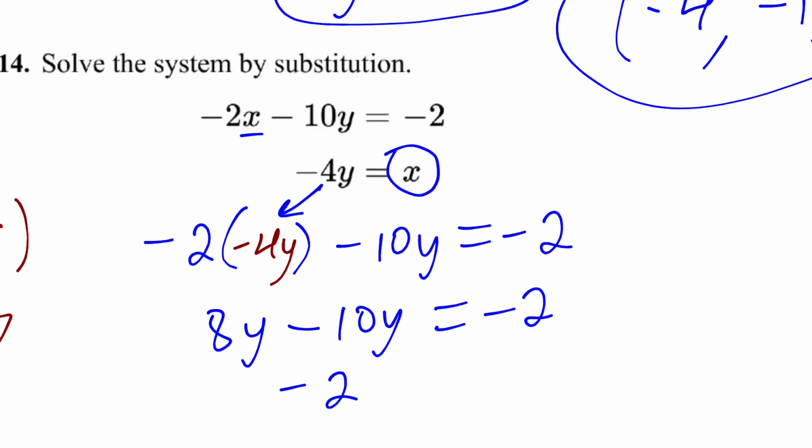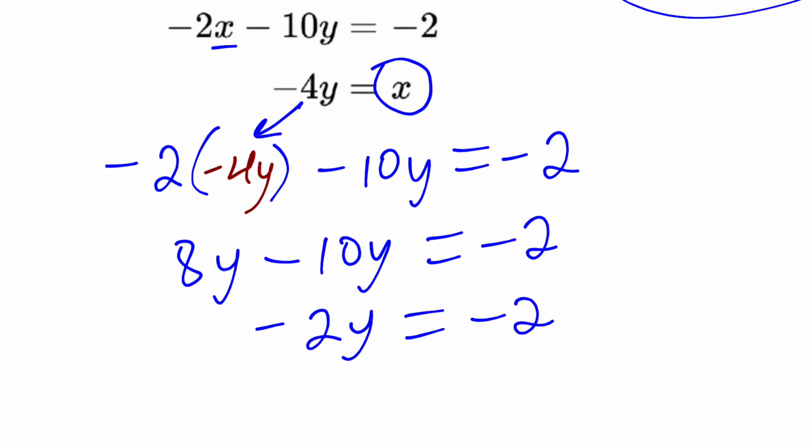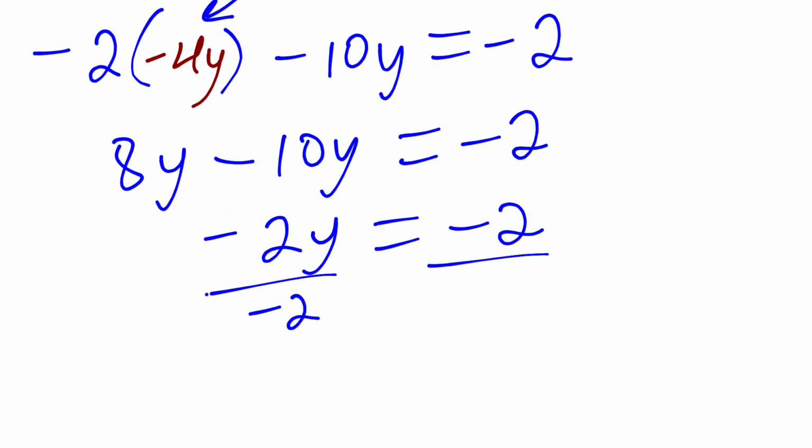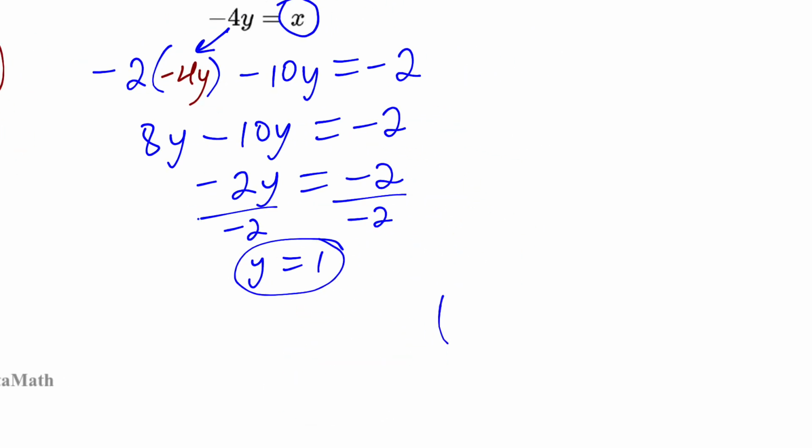Let's combine like terms. This gives me negative 2y. Let's divide by whatever's in front of the letter. Y is equal to 1. So if I think about what my eventual answer will look like, 1 is going to go there.